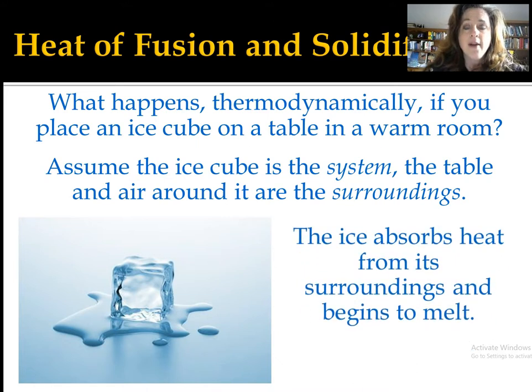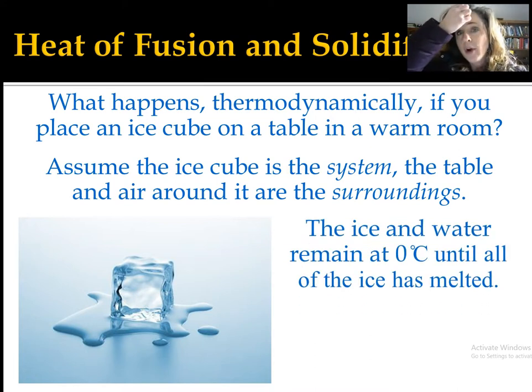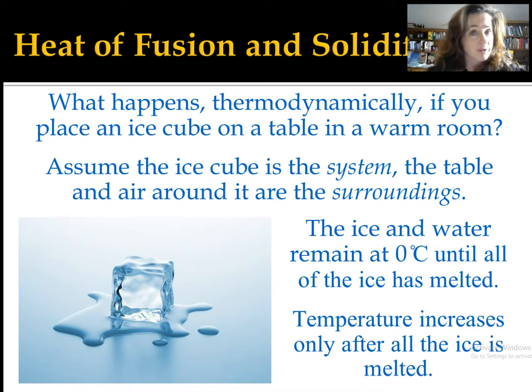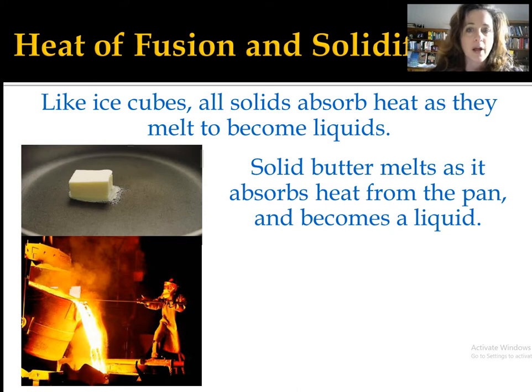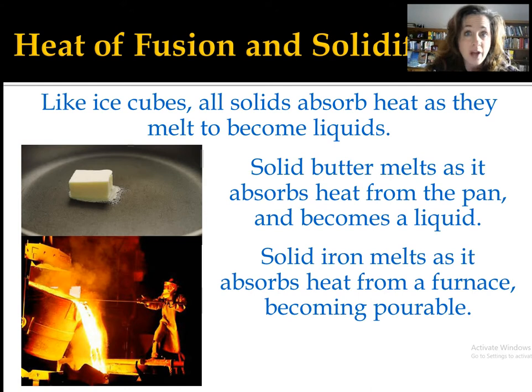So we would say the ice absorbs the heat from its surroundings and begins to melt. Now, the ice and water are going to remain at 0 degrees Celsius until all of the ice has melted. And the temperature of this system will only increase after all the ice has melted. Like ice cubes, all solids absorb heat as they melt to become liquids. If you place a pat of solid butter on a pan, it's going to melt as it absorbs heat from the pan, and it will become a liquid. And solid iron also melts as it absorbs heat from a furnace to the point where it even becomes pourable.